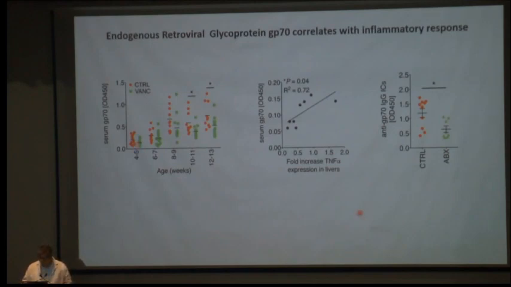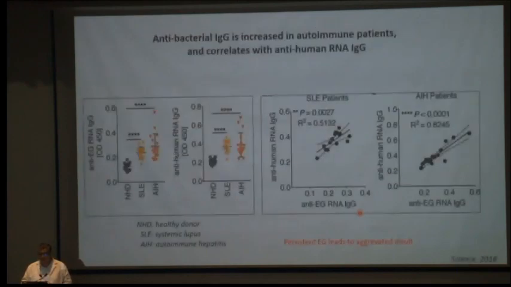So there is a correlation here between the bacteria and the antigenic molecules. Now, what they go on to check in patients is that they have used what they call normal healthy donors. I'm not sure how they differentiate healthy donors from normal healthy donors, but normal healthy donors, systemic lupus and autoimmune hepatitis, and what they find is that this GP70 endogenous retroviral protein has a significant increase in the antibodies in lupus and autoimmune hepatitis, both being autoimmune disorders.